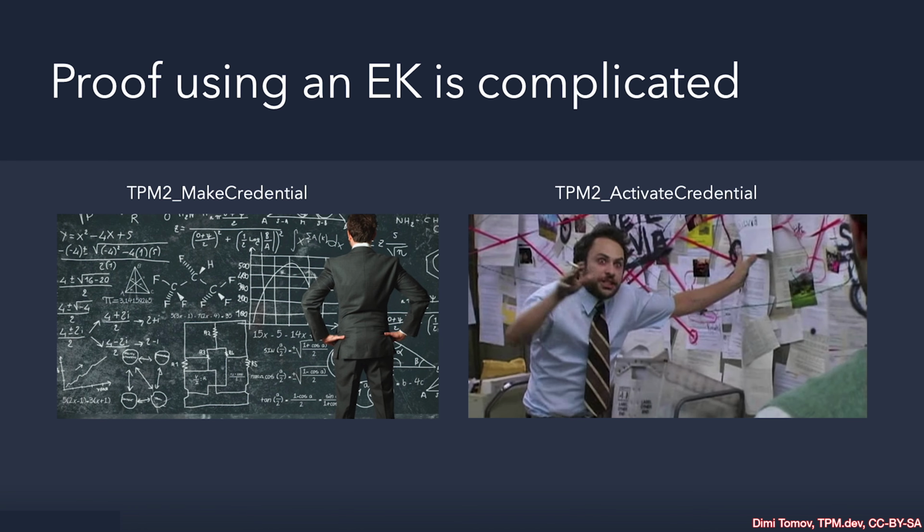Using an EK for machine identity and making this onboarding remote enrollment process is complex. But there are only two steps. The first one is TPM2 make credential. And this step is pure cryptography. It's just mathematics. We can even perform TPM2 make credential without a TPM because it is just creating a challenge using a public key and encrypting that challenge.